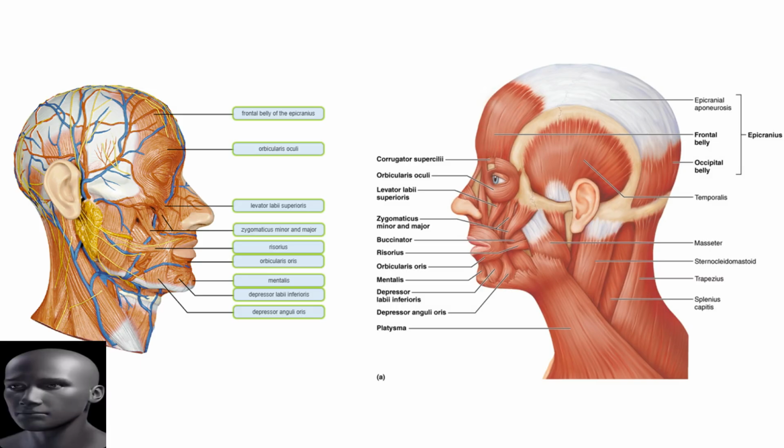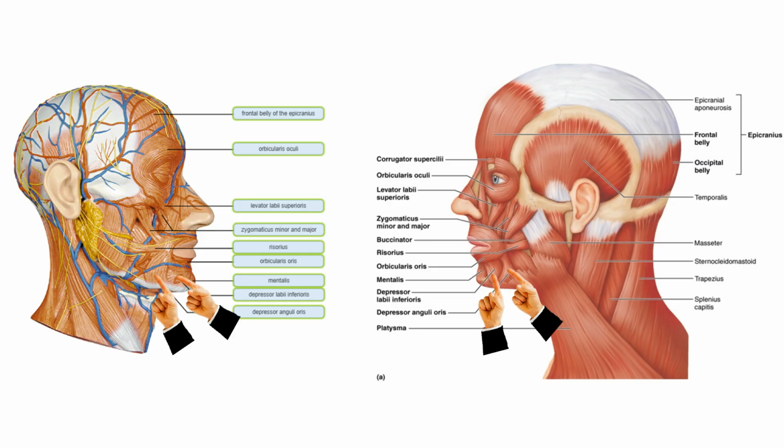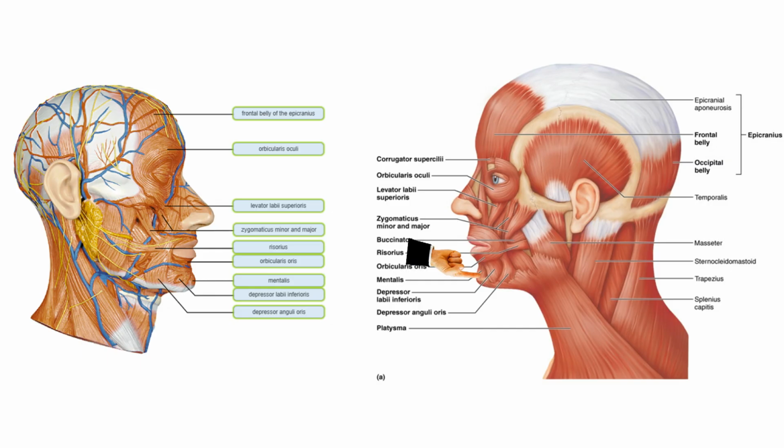Muscles of expression, the mouth. Moving to the midface and mouth, the levator labii superioris originates on the zygomatic and maxilla bones to raise the upper lip. Conversely, the depressor labii inferioris and the depressor anguli oris originate on the mandible to pull the lip and corners of the mouth down. On the chin, the mentalis protrudes the lower lip.